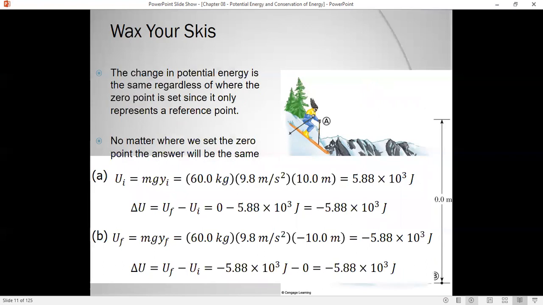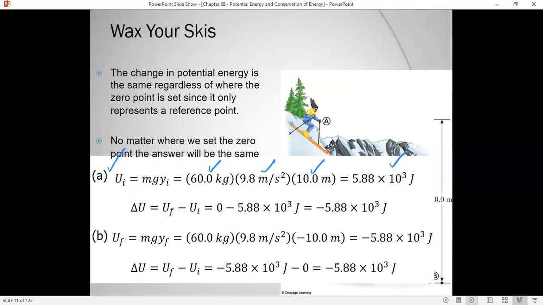Now, in the first case, I'm going to define the initial point and the final point, okay? So that's the first case right here. Initially, my potential energy is mgy, okay? I'm 10 meters above the bottom of the slope, and thus I have 5,880 joules of energy initially.